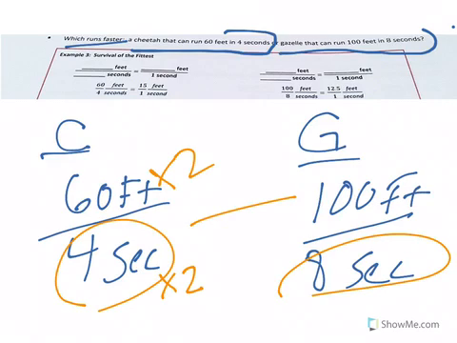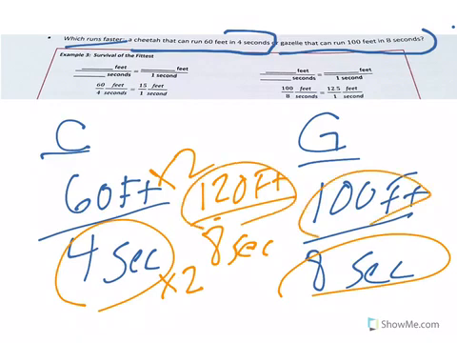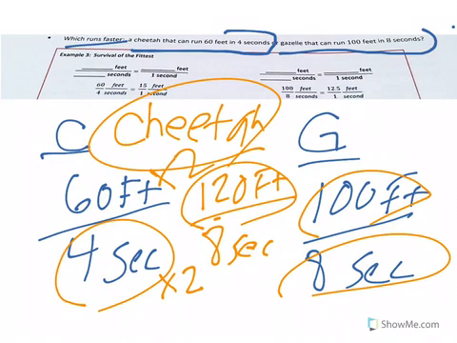So the cheetah, 60 times 2 is 120 feet. 4 times 2 is obviously 8 seconds. So now we know how fast each of them goes in 8 seconds. The cheetah goes 120 feet. The gazelle goes 100 feet. So in 8 seconds, or in the same amount of time, who ran faster? Which animal ran faster? The cheetah ran faster. Pretty simple, right? Okay, let's do one more example and change it up a little bit.